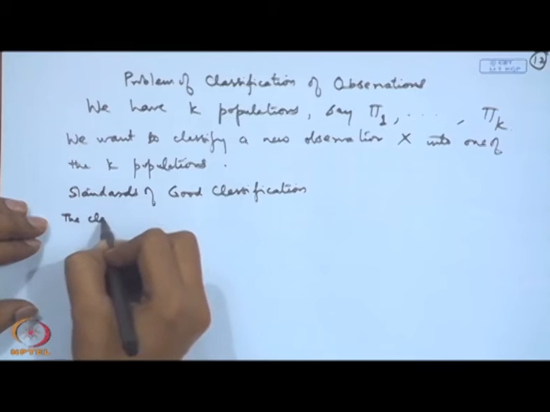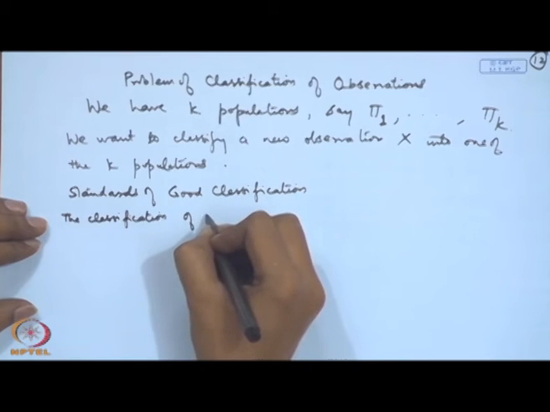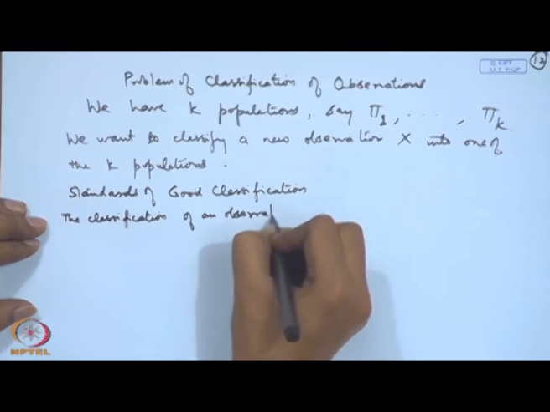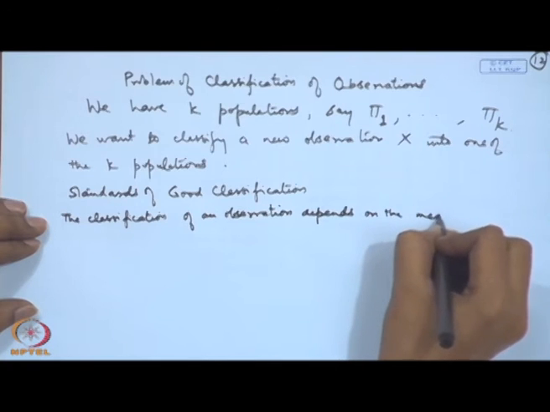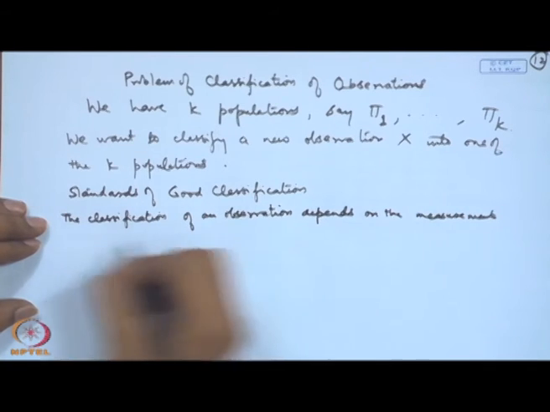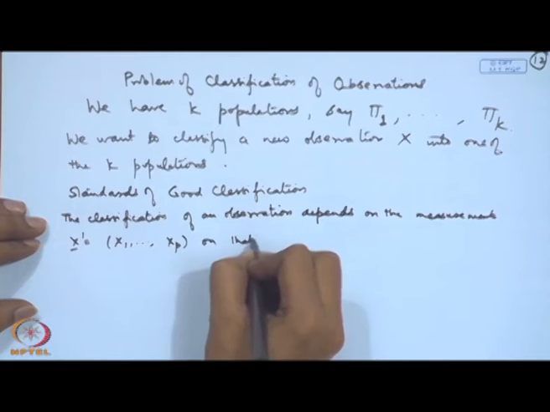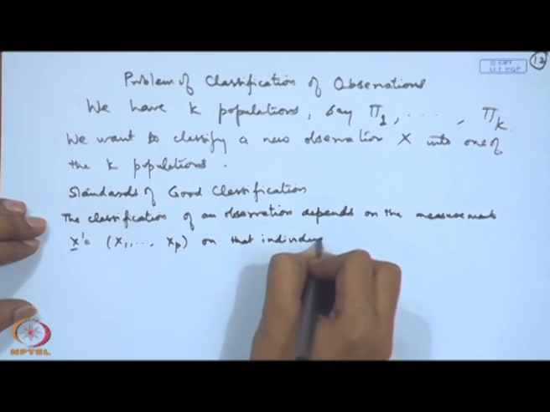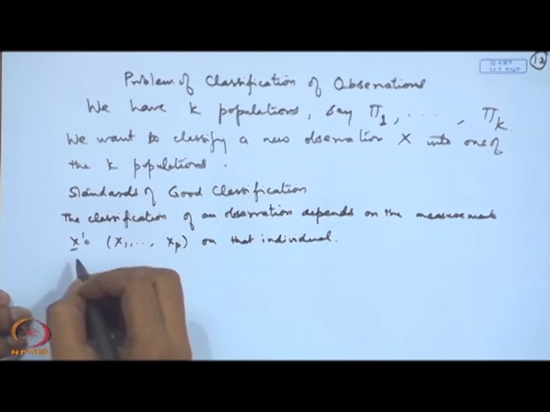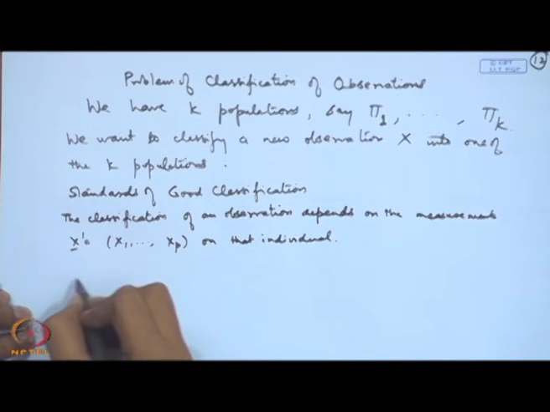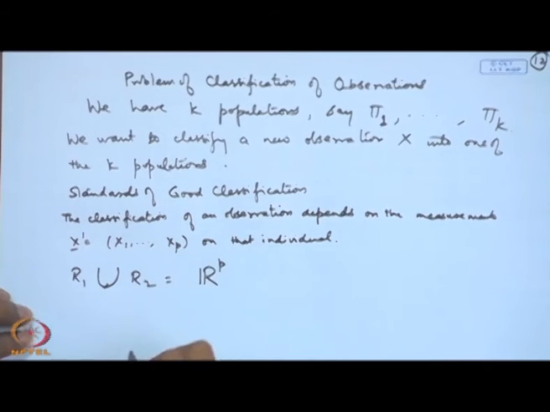The classification of an observation depends on the measurements x equal to x 1, x 2, up to x p on that individual.